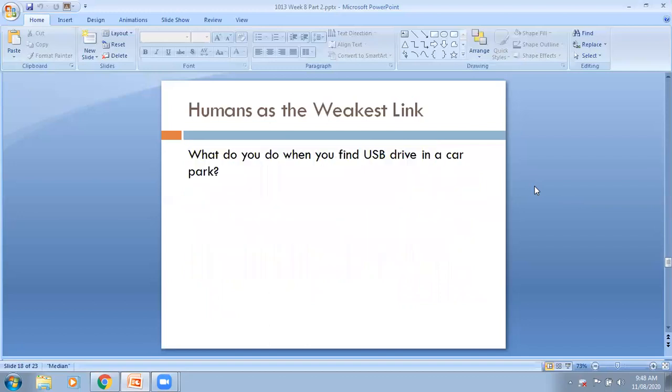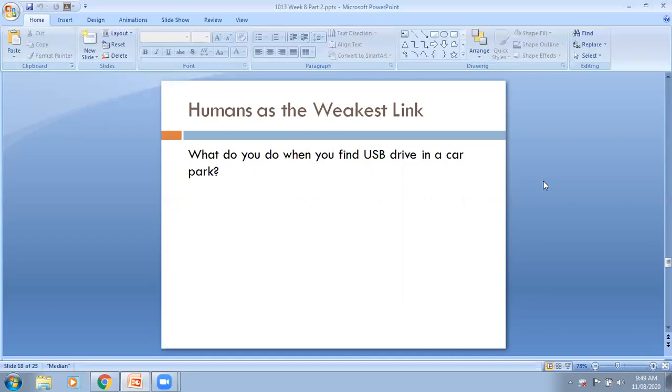All right. What would you do if you found a USB drive in a car park? Would you plug it in to find out what's on it? Some would probably say no. What if it had a Griffith logo on it? Would you plug it in? What if it had Griffith College Trimester 2 exams written on it? Would you plug it in then? This could be a really, really quick way to get a virus.